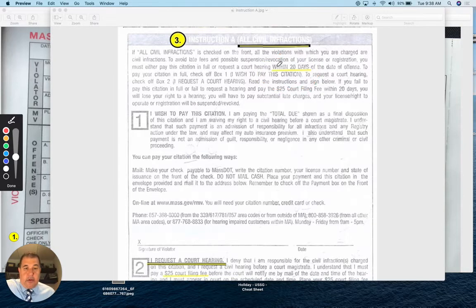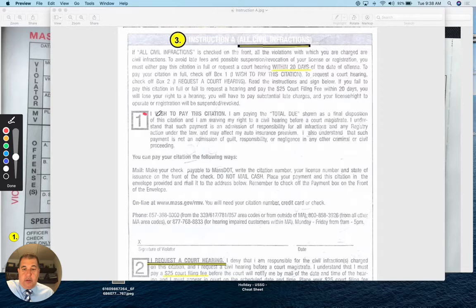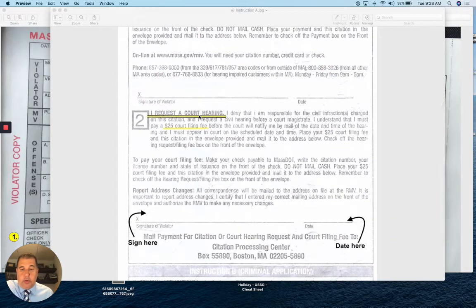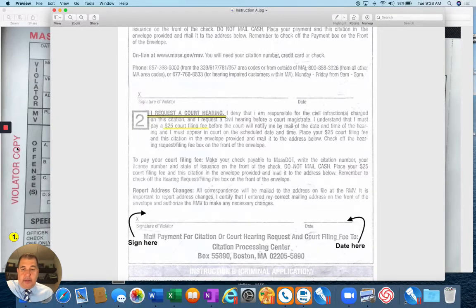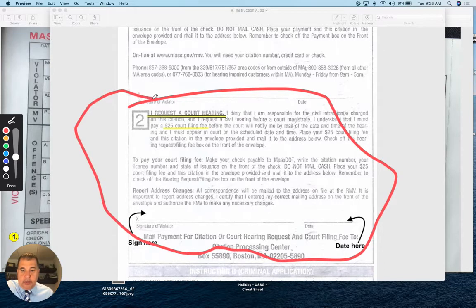Now, most people have a hard time with these instructions. If you want to pay the citation, meaning you don't want to fight it, you look at box number 1, but we're not talking about that today. We don't want to deal with box number 1 right now, because you're admitting fault, you're not appealing it, you're saying, I did it, here, just take my money. Box number 2 is where you want to request a court hearing, and that's right down here.